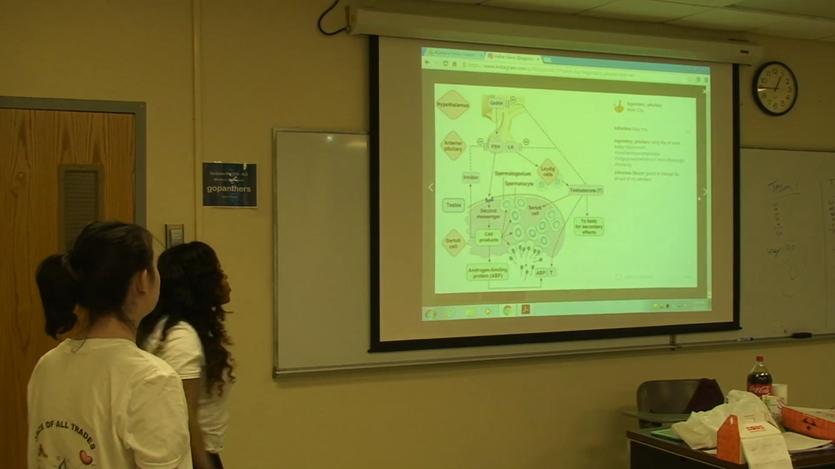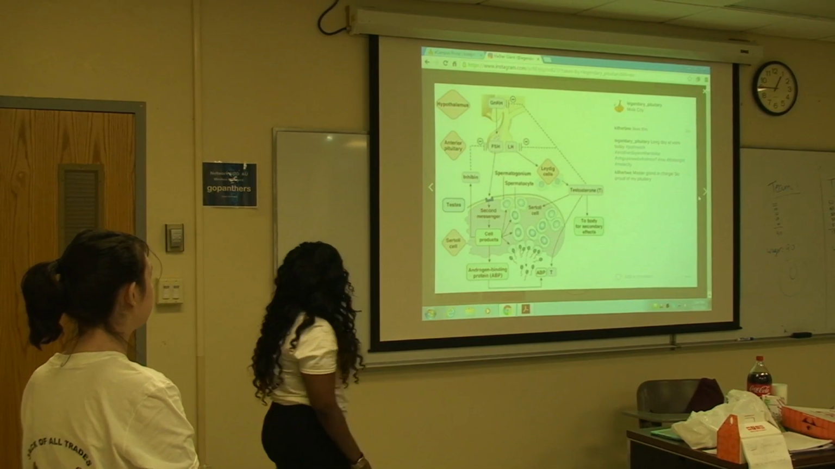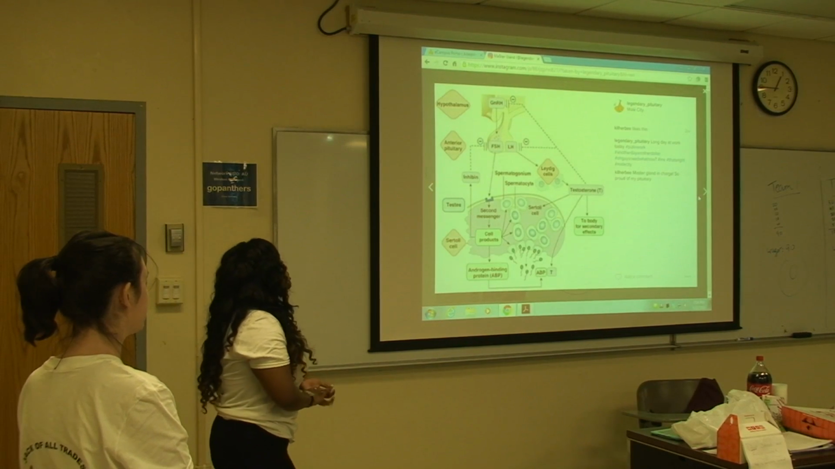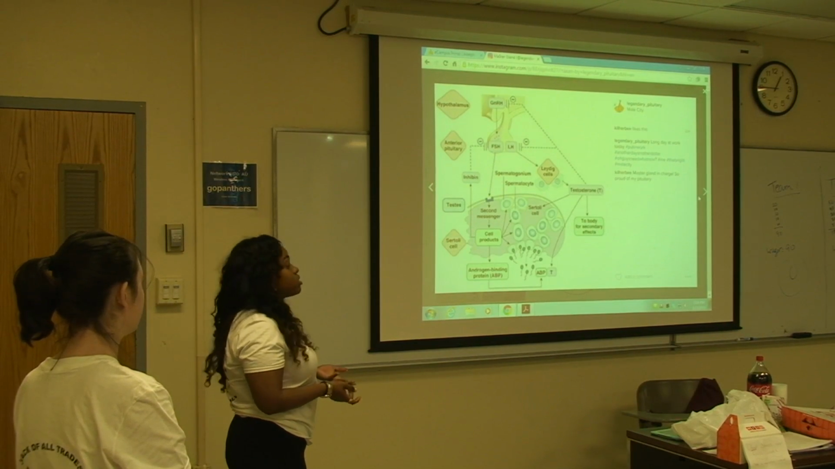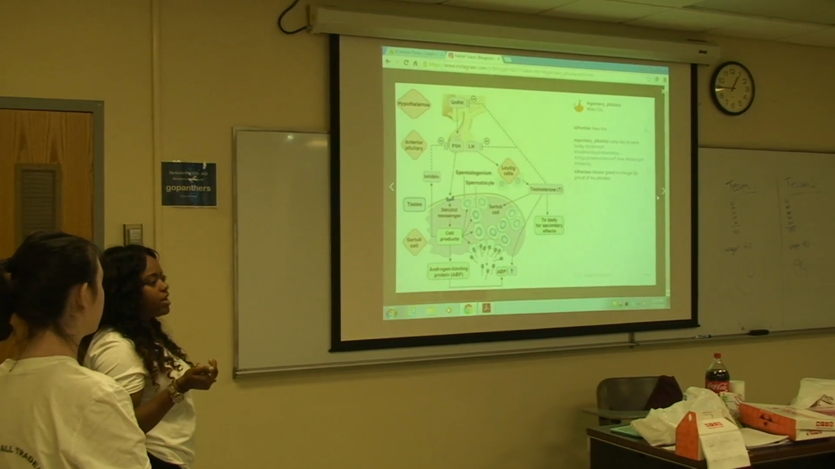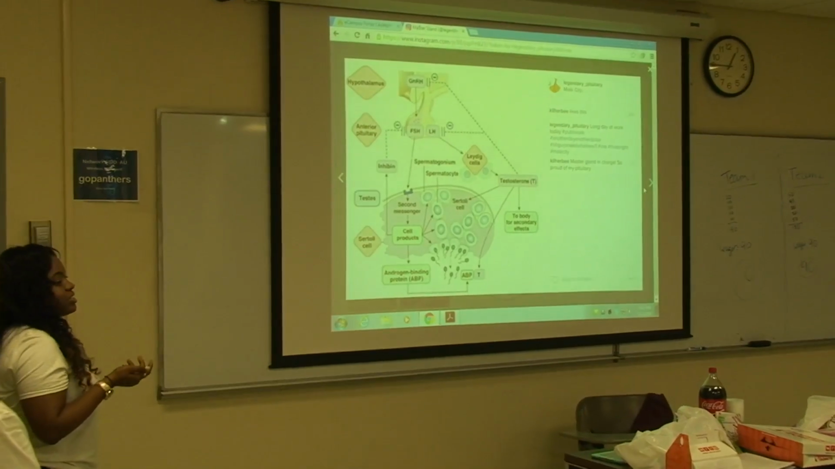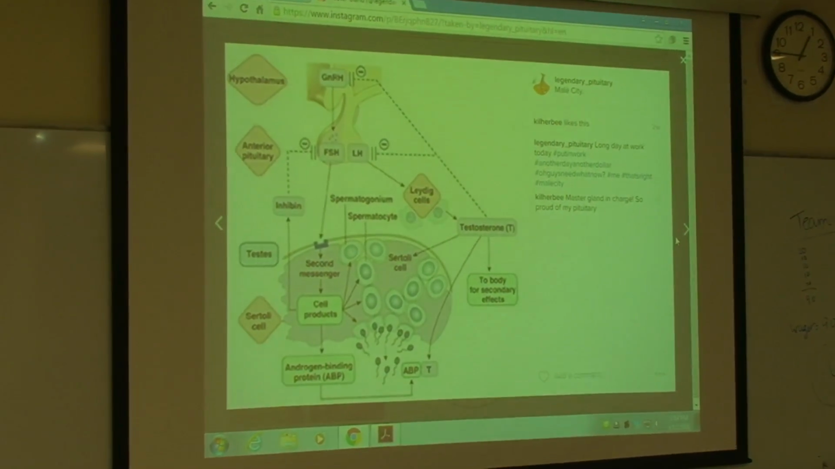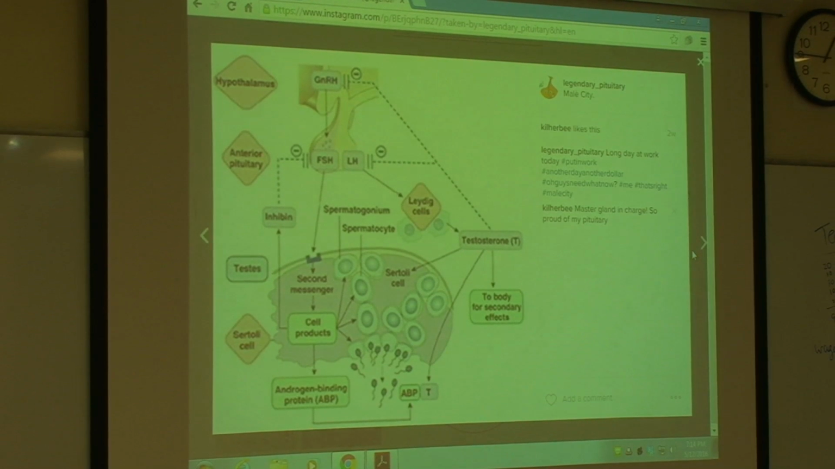And we're going to Male City now, also known as the male reproductive system. Basically, GnRH, gonadotropin-releasing hormone, is released from the hypothalamus to stimulate the anterior pituitary to release FSH and LH. LH goes to the Leydig cells, and there testosterone is produced. And FSH goes to the Sertoli cells, where, with the help of the secondary messenger cAMP and androgen-binding protein, spermatogenesis takes place.